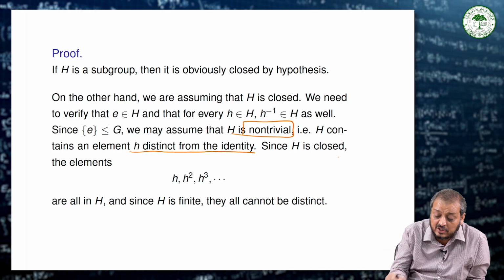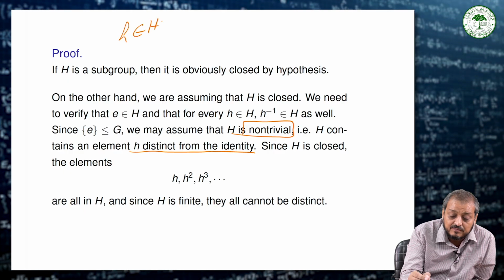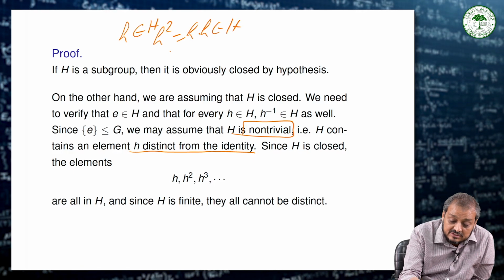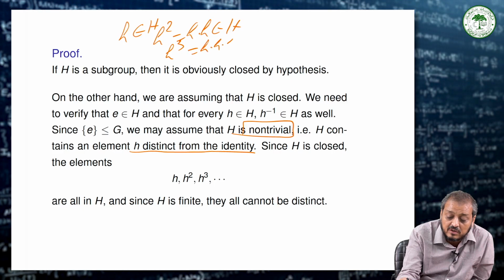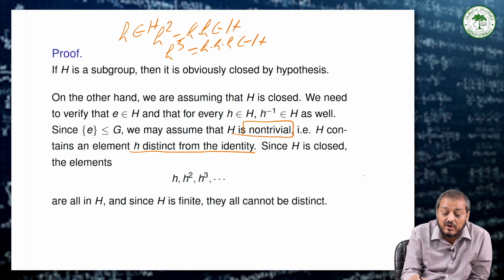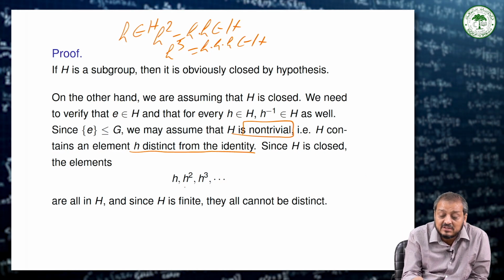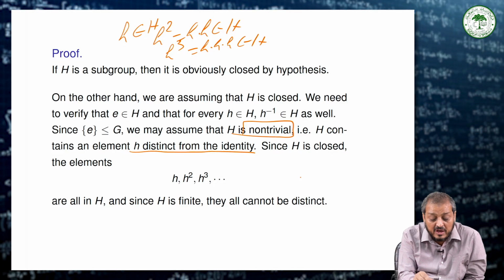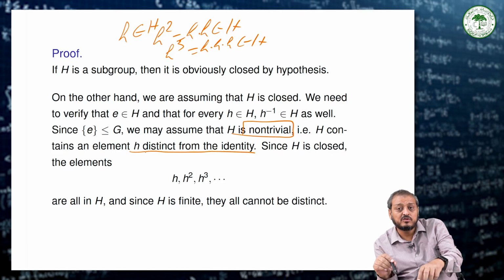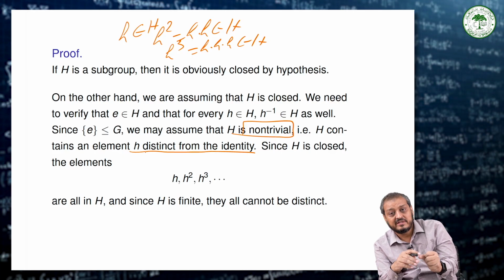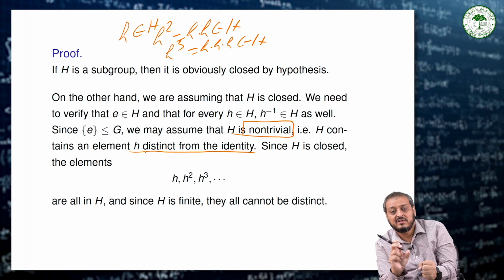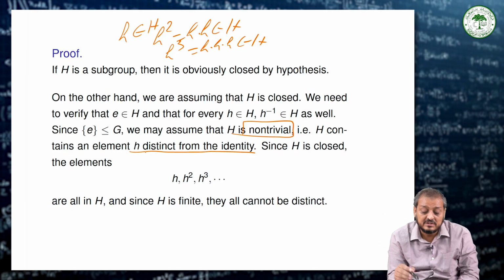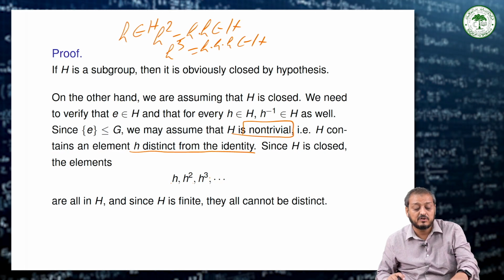Now since H is closed, if x is an element of H, then x squared, which is x times x, is also an element of H, and similarly x cubed, which is x times x times x, is also an element of H. So the elements x, x squared, x cubed and so on are all in H by the closure. By closure, x squared times x is also a member of H. In this way x, x squared, x cubed are all elements of H.